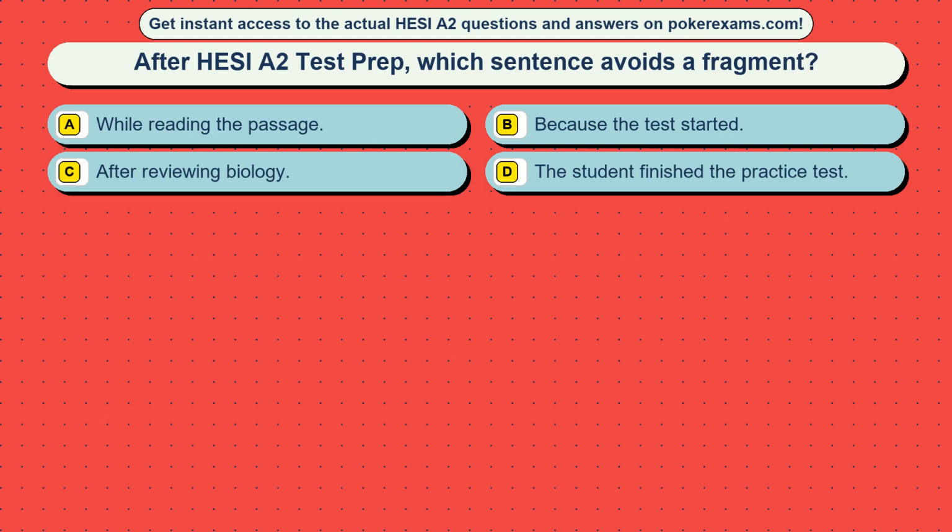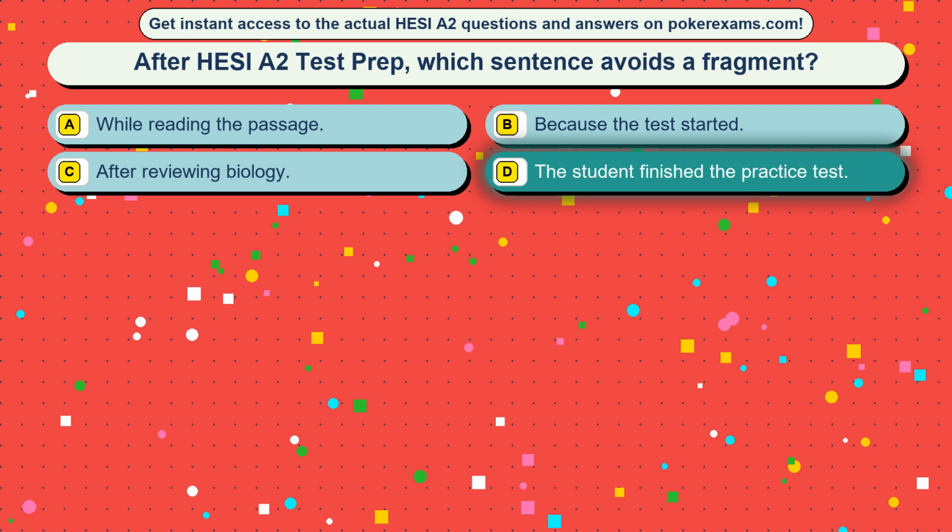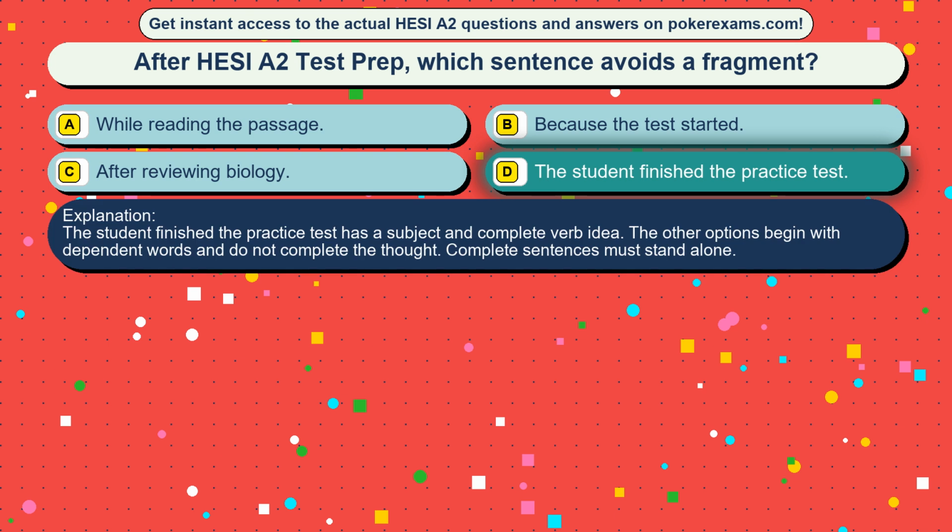Question 36. After HESI A2 Test Prep, which sentence avoids a fragment? Option A, while reading the passage. Option B, because the test started. Option C, after reviewing biology. Option D, the student finished the practice test. The correct answer is option D, the student finished the practice test. The student finished the practice test has a subject and complete verb idea. The other options begin with dependent words and do not complete the thought. Complete sentences must stand alone.